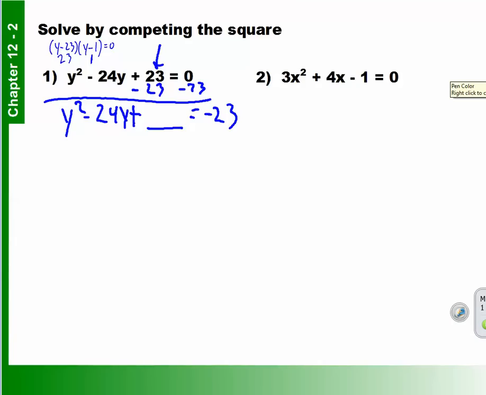I'm going to divide it by 2. The process does not change. So I'm going to take my negative 24. I'm going to divide by 2, and what do I get? Negative 12. What am I going to now do? Square it. And what is negative 12 squared? So I'm going to add 144 to this side, thus making it a square binomial.